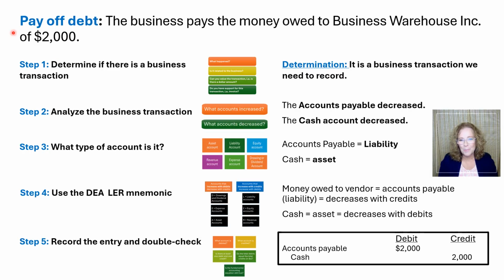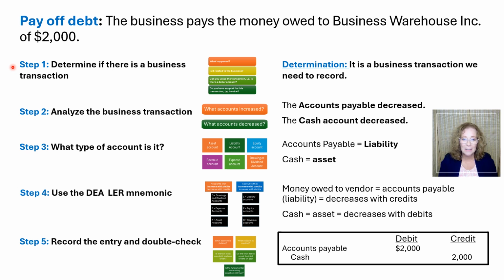Let's try this example. Remember that the business just purchased equipment for $2,000 from Business Warehouse Inc. on credit. We recorded a debit to equipment to increase our assets and a credit to accounts payable to increase our liabilities. Now the business pays the money owed to Business Warehouse Inc. of $2,000. Step 1. Is this a business transaction we need to record?